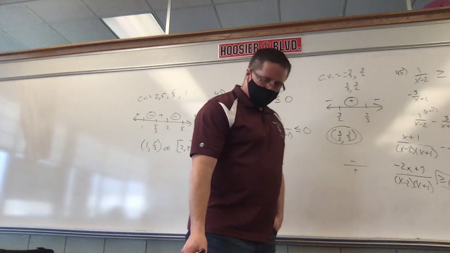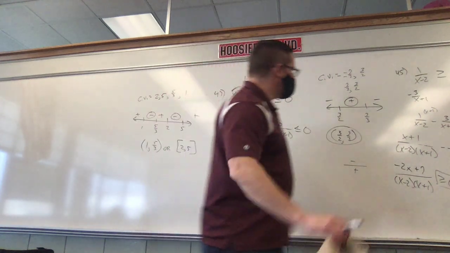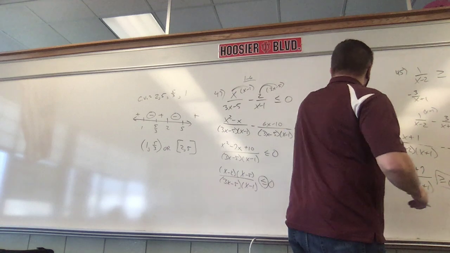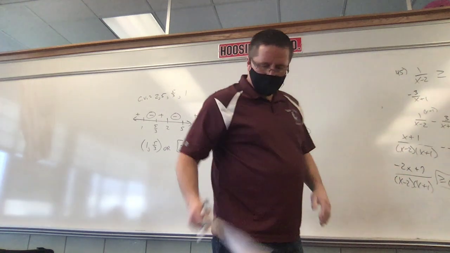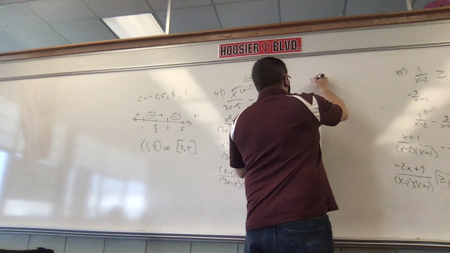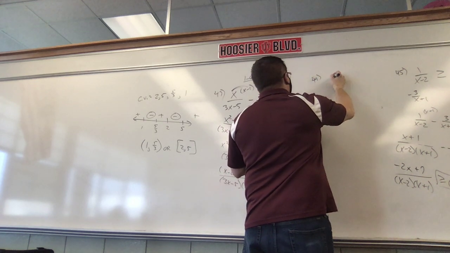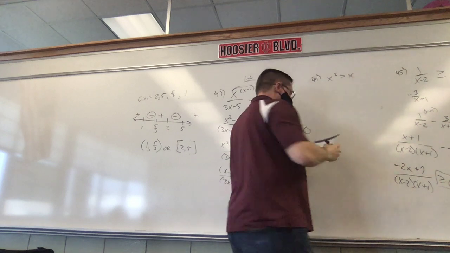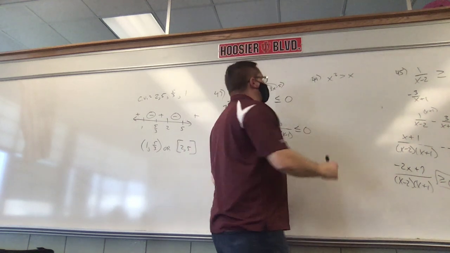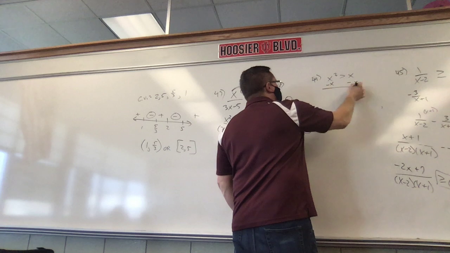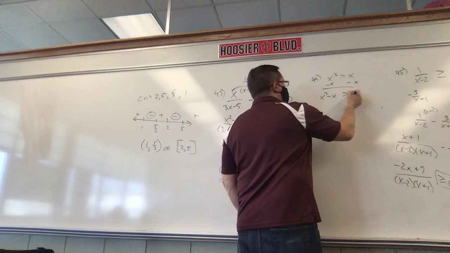Okay, one more. Let's do a really, really quick, simple one. 49. I'll write the problem because there's not that much we need to do on this one. We have x cubed is bigger than x. So we have to have 0 on one side, so subtract x from each side. So x cubed minus x is bigger than 0.